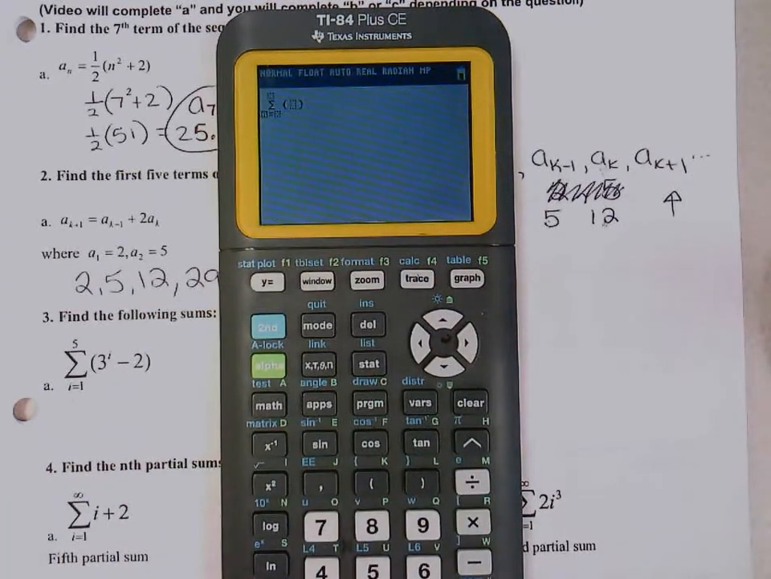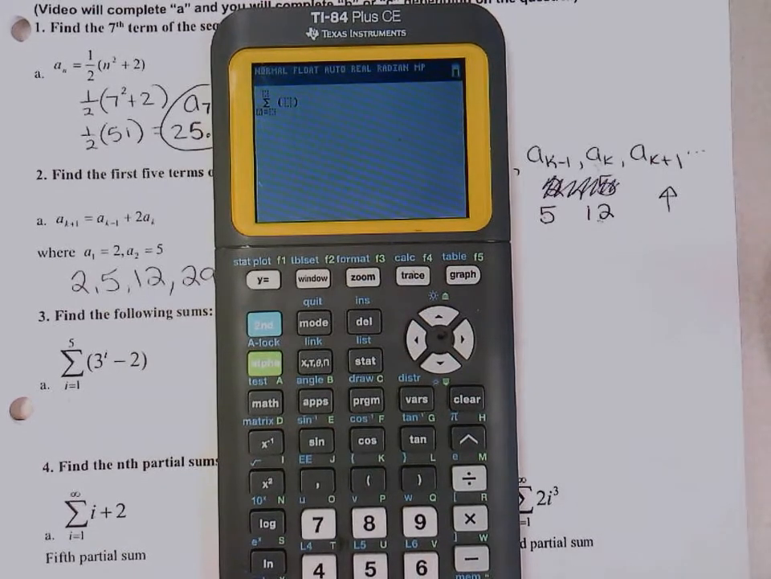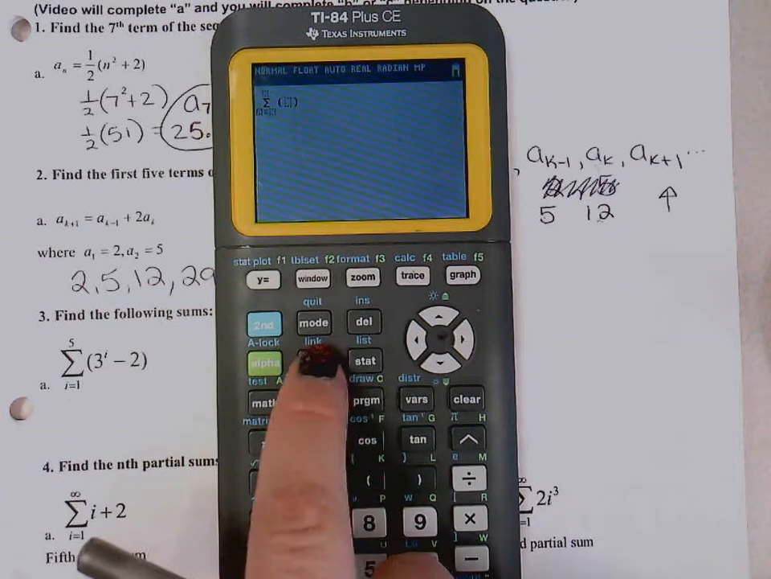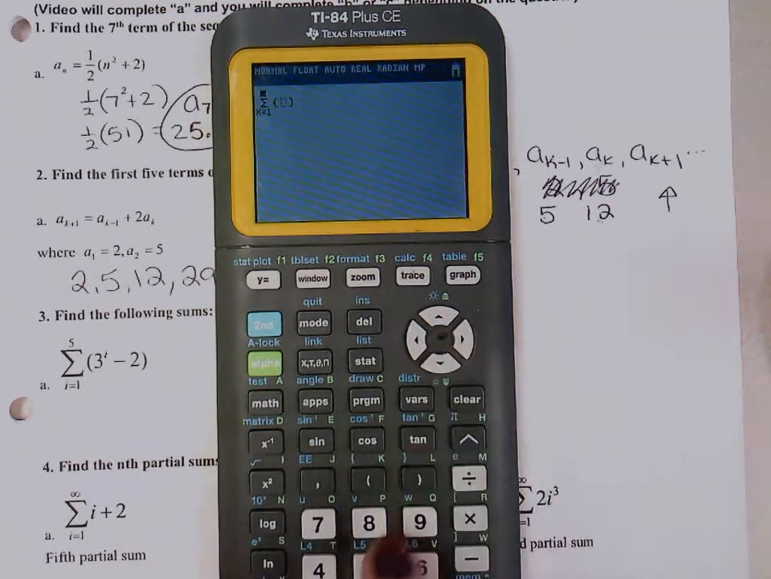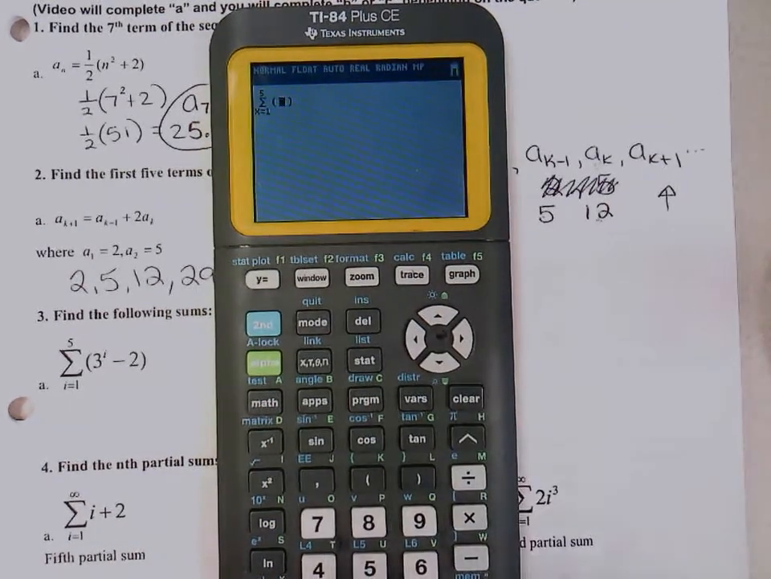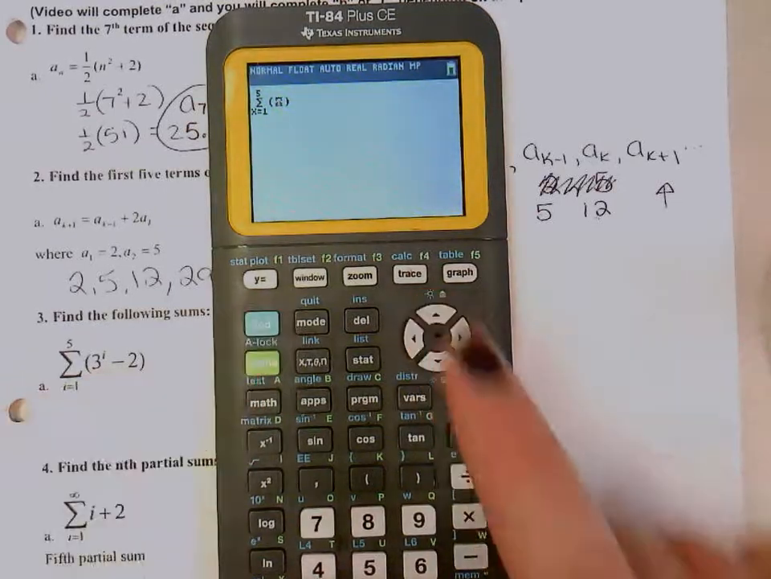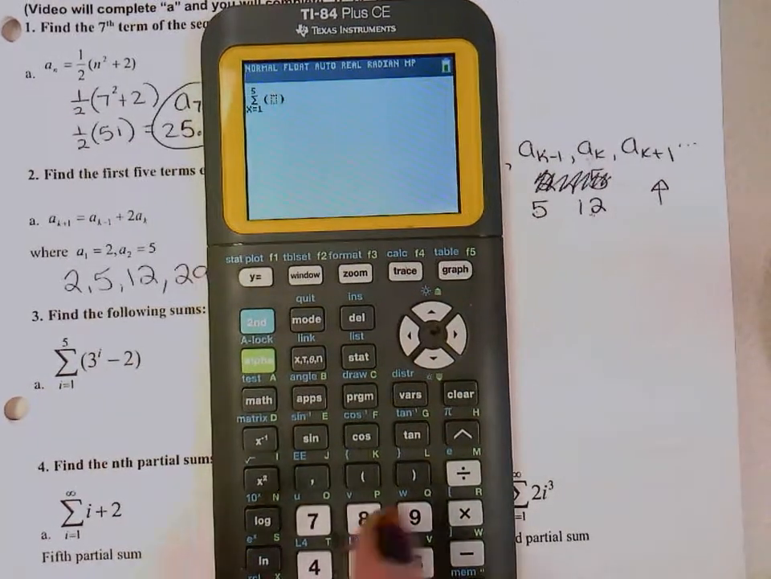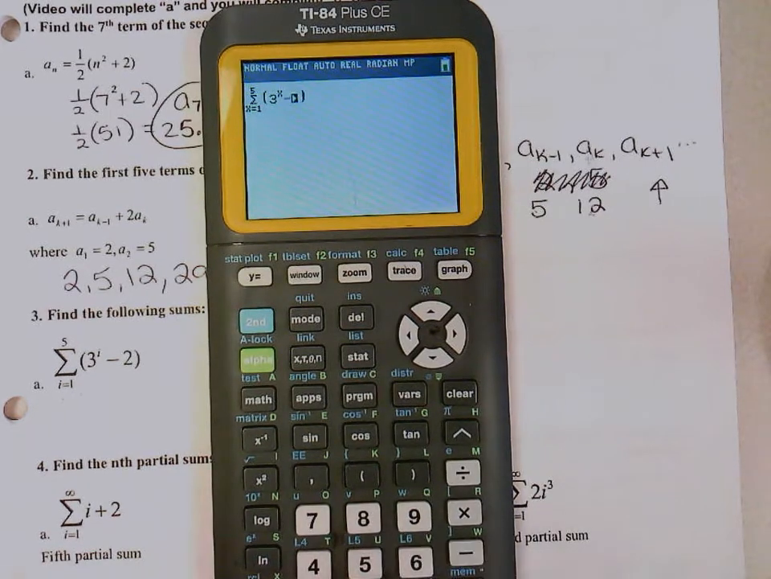And then where it says I equals, we're going to use the X variable key. So X goes from 1 to 5. And we want to do 3 raised to the X power minus 2. So that sum is 353.